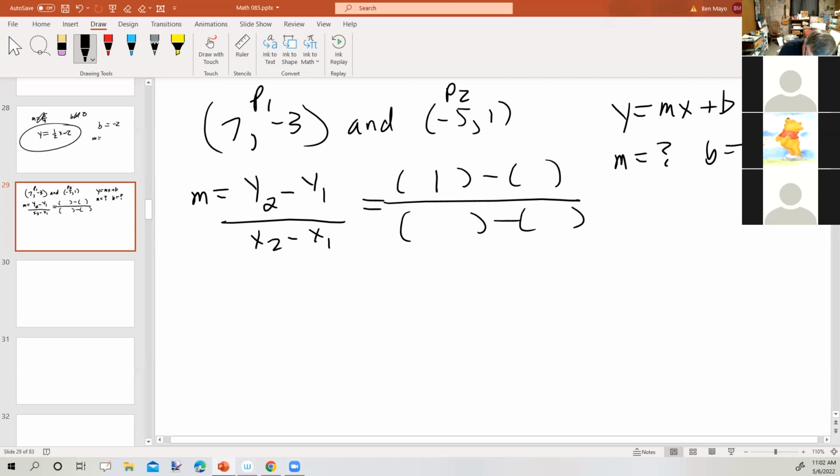Y sub 2 is 1, y sub 1 is -3, x sub 2 is -5, x sub 1 is 7. 1 minus -3 is 1 plus 3, which is 4. -5 minus 7 is -5 plus -7, which is -12. I can reduce this down to -1/3. So the slope is -1/3.